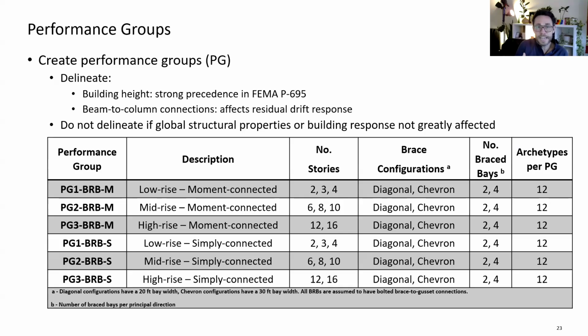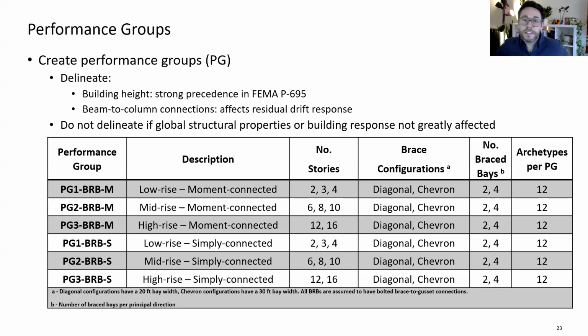We can then delineate performance groups. Again, we're only seeking to delineate, or separate, an archetype variable if it significantly affects structural performance. And in this case, the variables that we considered were, of course, the building height, and then the notion of backup frame or no backup frame. So moment connections or simple connections. Other parameters, such as the brace configuration and the number of brace bays, are not delineated into unique performance groups because they didn't drastically alter the global structural performance.